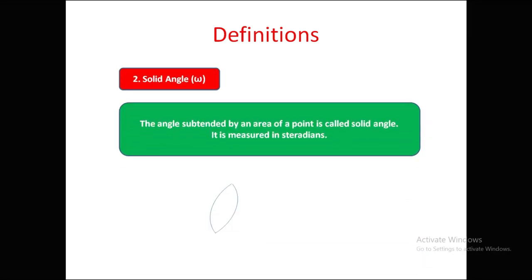The next definition is solid angle omega. So solid angle means the angle subtended by an area at a point is called solid angle. It is measured in steradians. In the previous case the angle was subtended by the arc R, but here it takes some area.